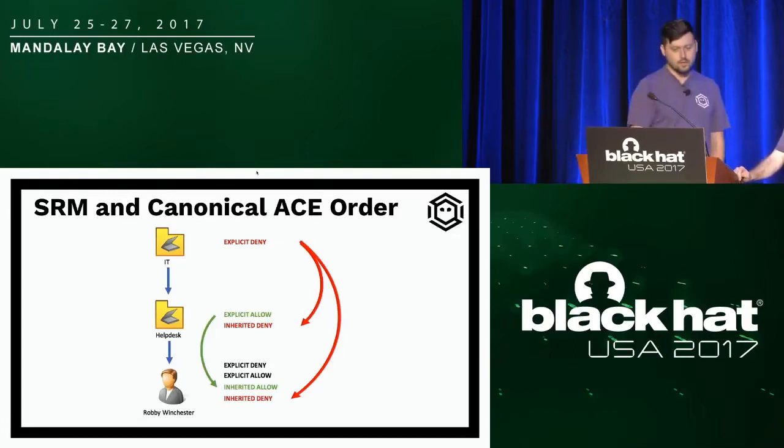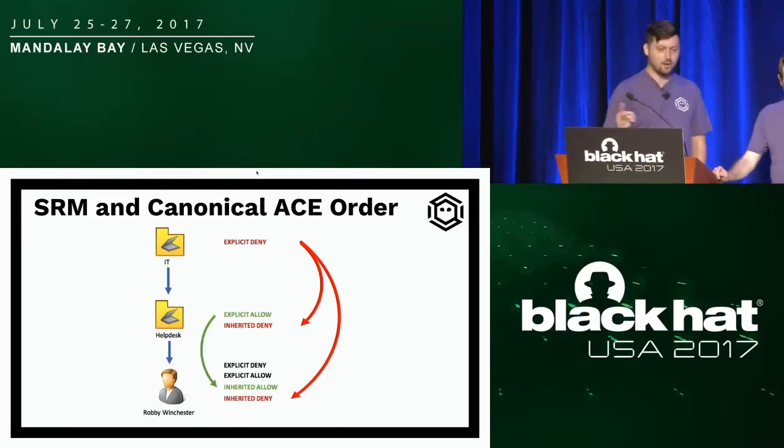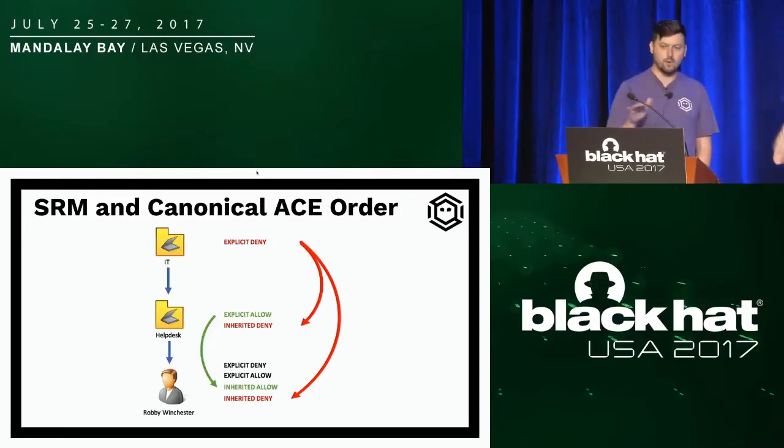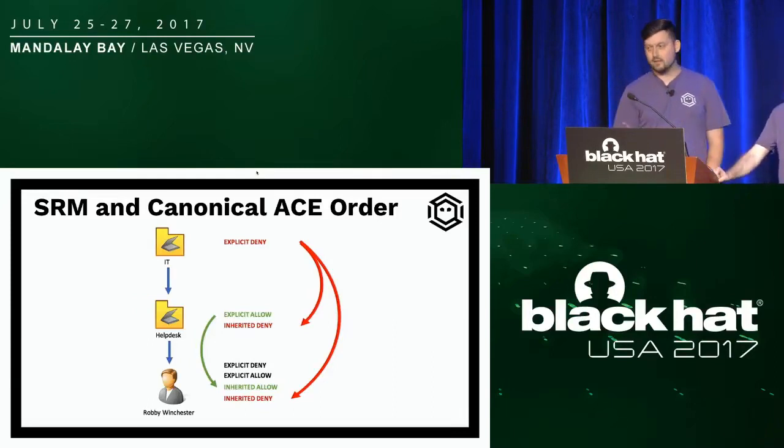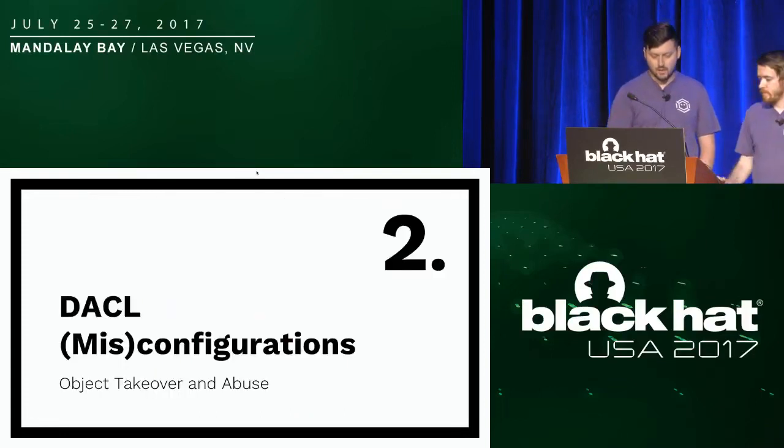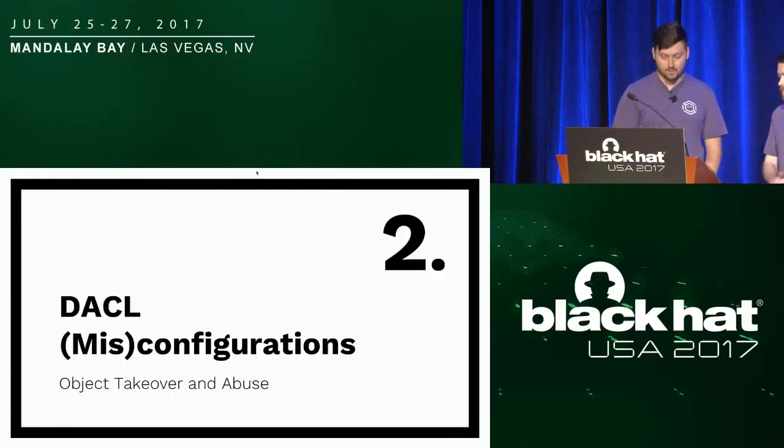So what you wind up with is, on the Robbie Winchester user, at the very top, we have explicit deny. That will override anything else, with the exception of the object owner, which maintains full control. Then the explicit allow, then the inherited allow, and then finally the inherited deny. We're going to abuse this further in the talk. I'm going to show you how to do that.